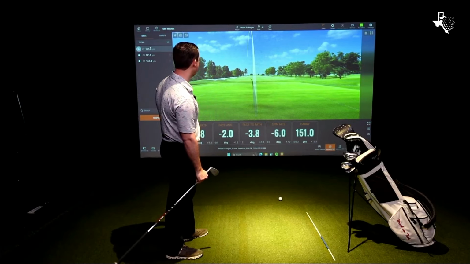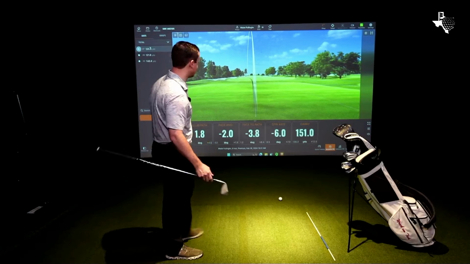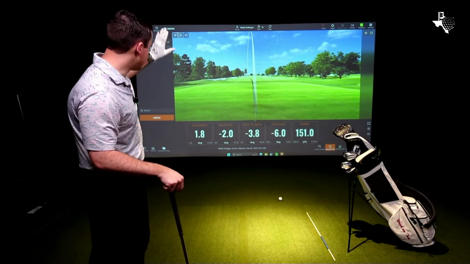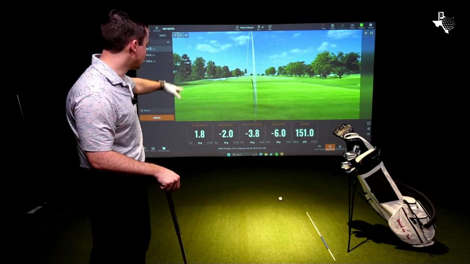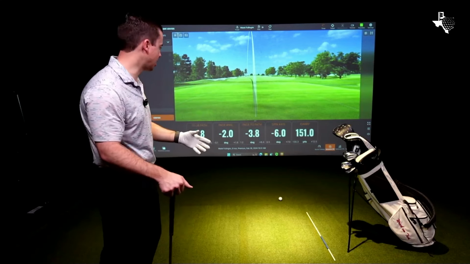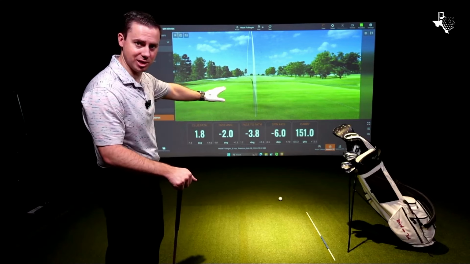Okay, this actually drew a little bit more than I thought, so let's understand the why. So I went from a slice to a draw. My club path was positive 1.8. My face angle was -2. My face to path was -3.8. So it was a little bigger number there, not crazy. And it created a spin axis of 6 degrees.